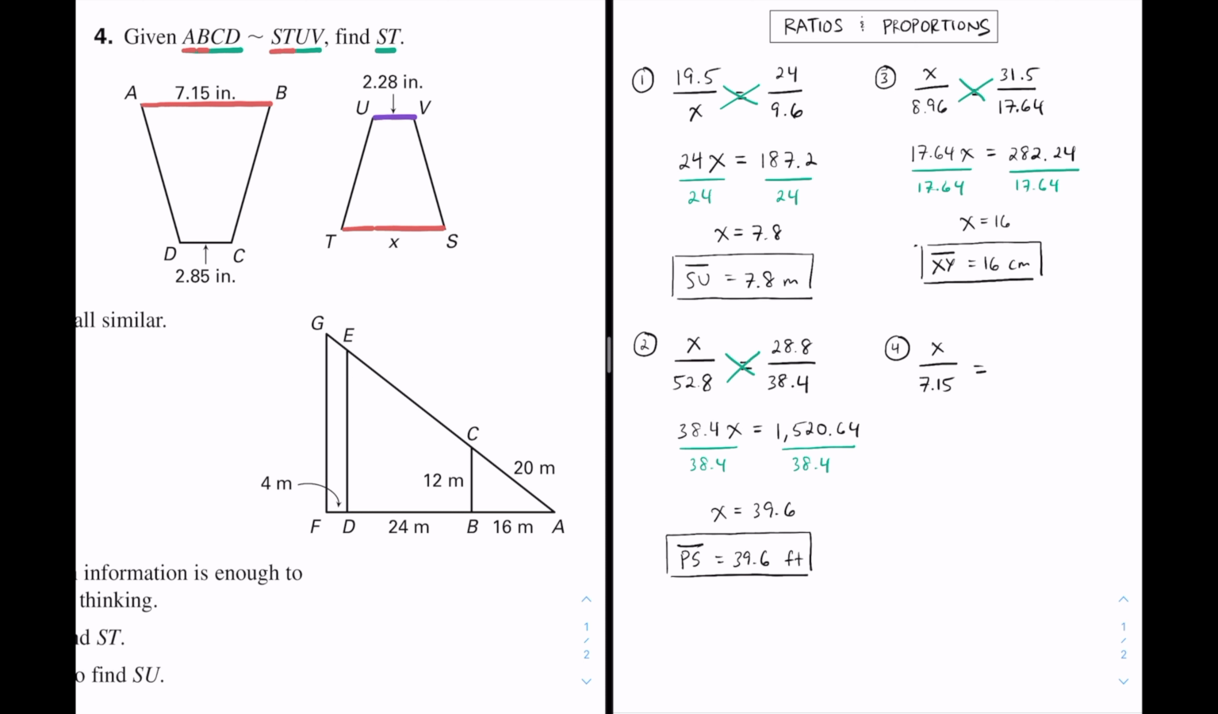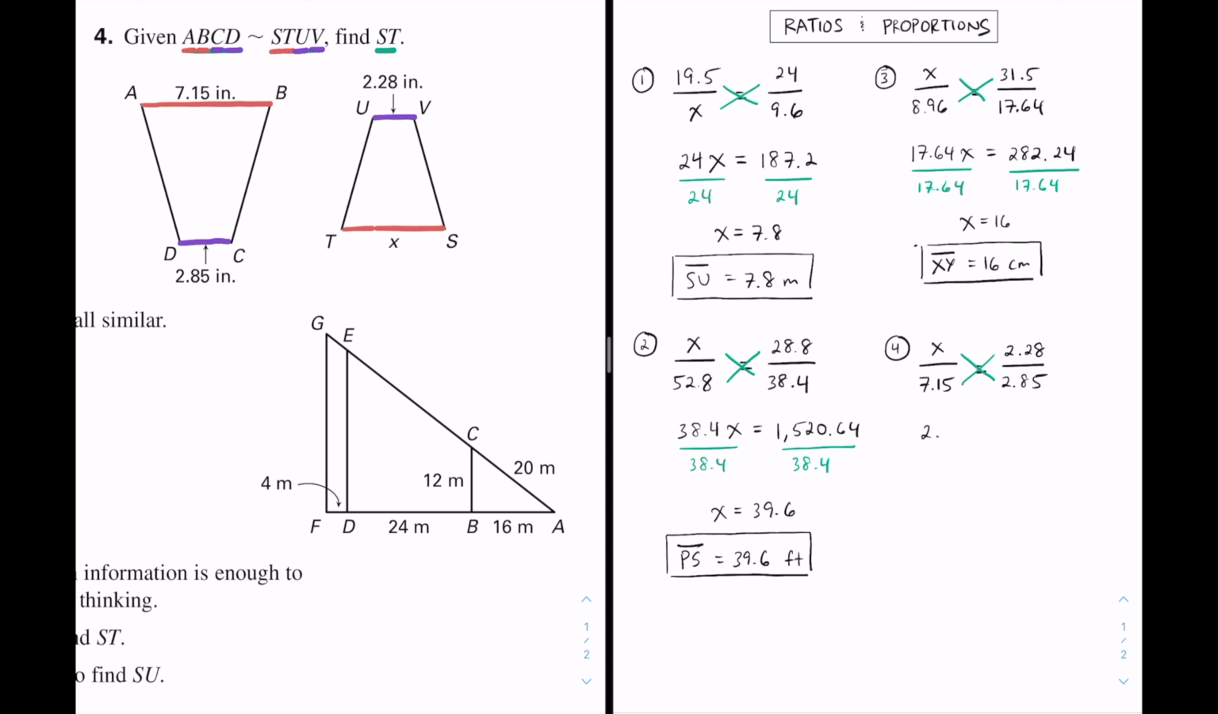We know UV. UV are the next two letters, or the third and fourth. That must correspond with C and D. So that's going to be right over here. So what we can do is go ahead and write a ratio of that. And that's going to be 2.28 inches to this 2.85 inches. So we're going from purple to purple, okay? So that's our proportion, and we can go ahead and use cross products here.